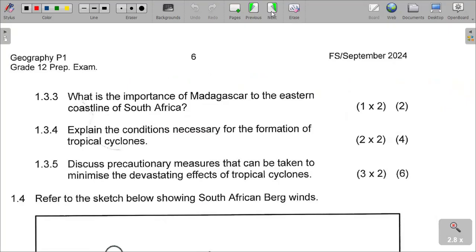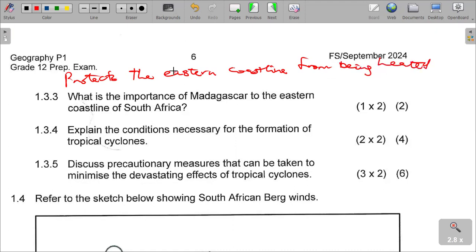One, Madagascar actually protects the eastern coastline of South Africa from what? It protects the eastern coastline from being hit by tropical cyclones.